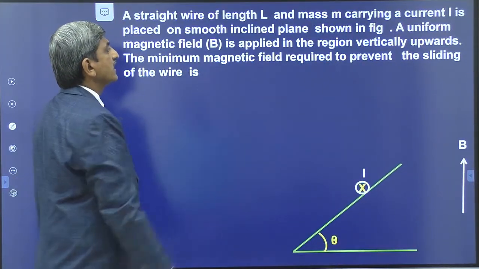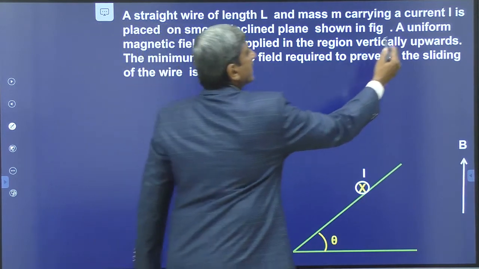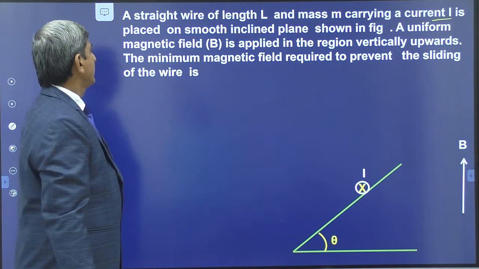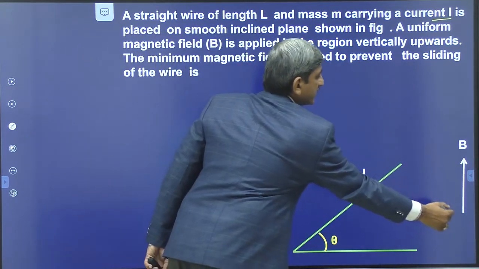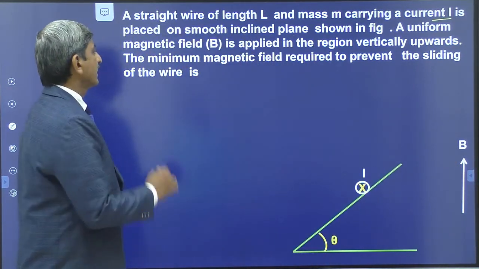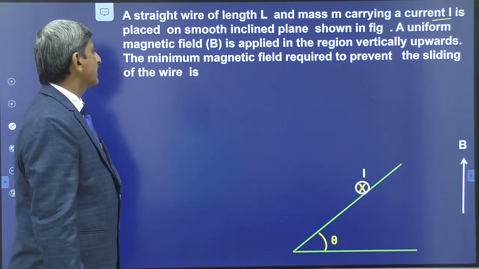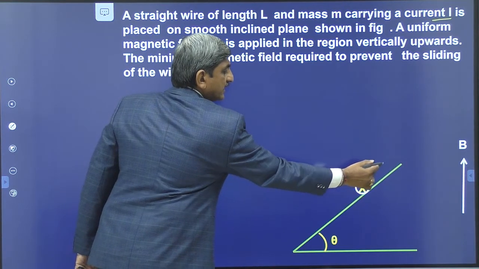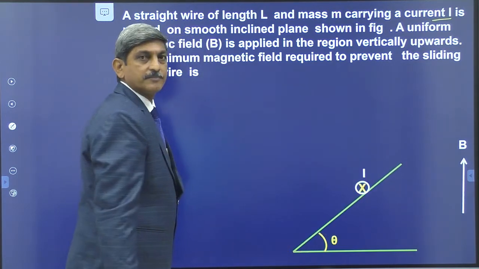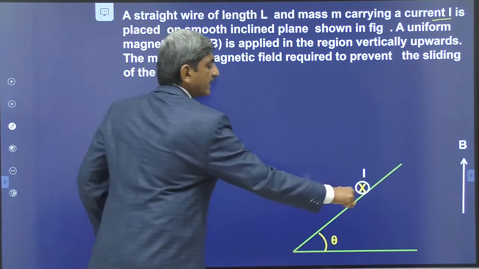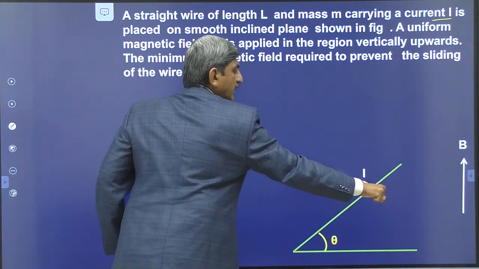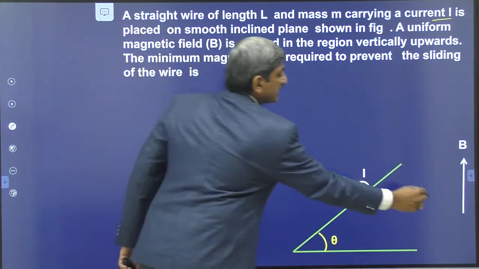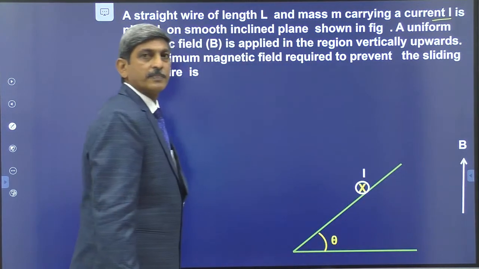A straight wire of length L and mass M carrying a current I is placed on the smooth inclined plane shown in the figure. A uniform magnetic field B is applied in the region vertically upwards. The minimum magnetic field required to prevent the sliding of the wire is dash. Here, a wire is placed on the inclined plane of inclination theta. Here, this wire is carrying a current perpendicular to the plane and entering into the board, which is represented by the cross mark. Now, in this region, the magnetic field is applied.